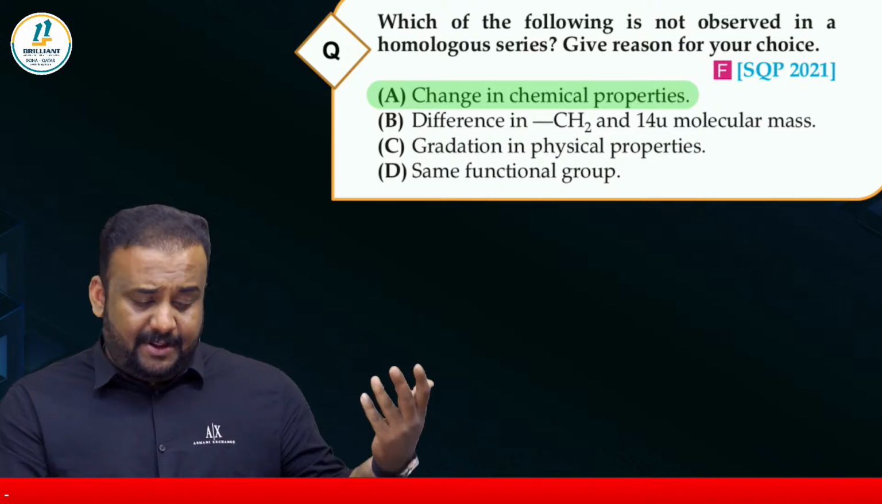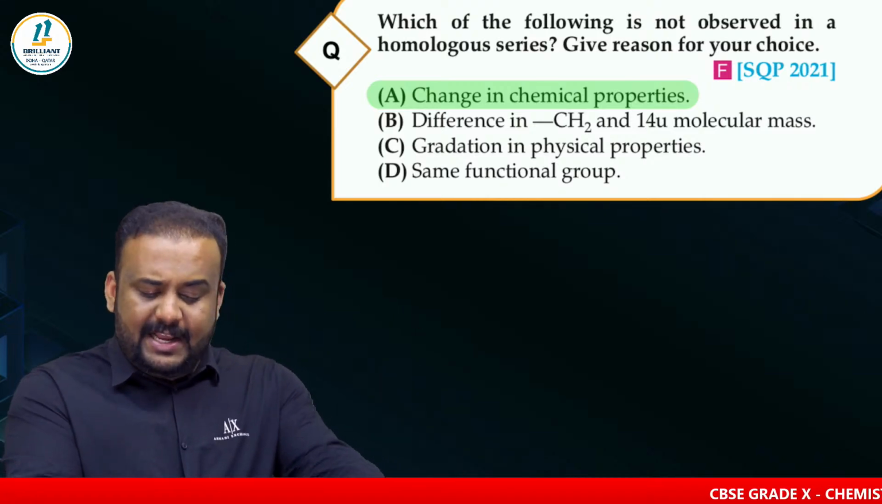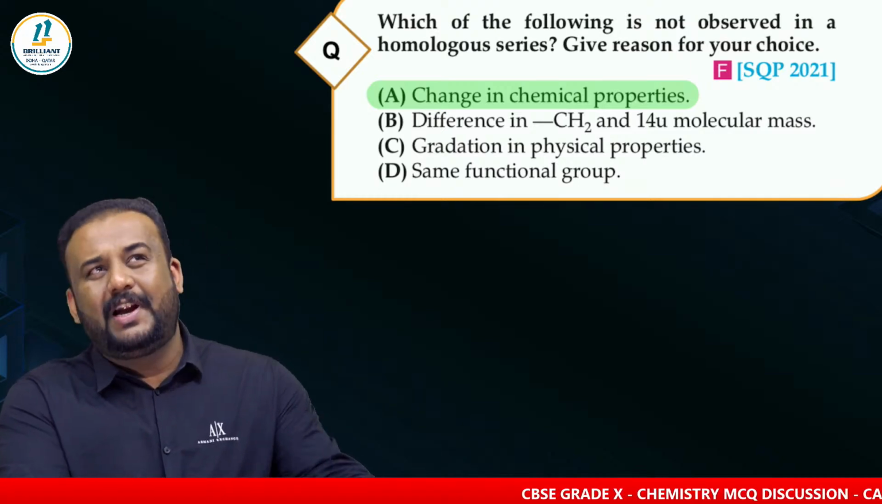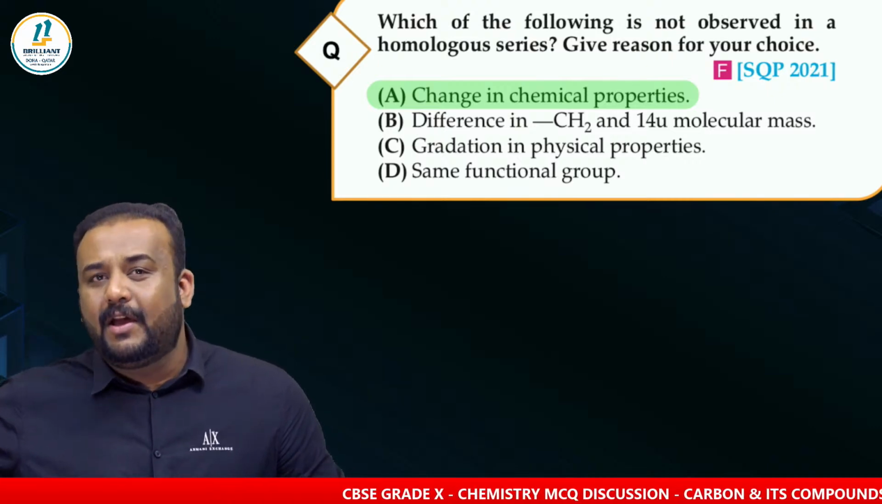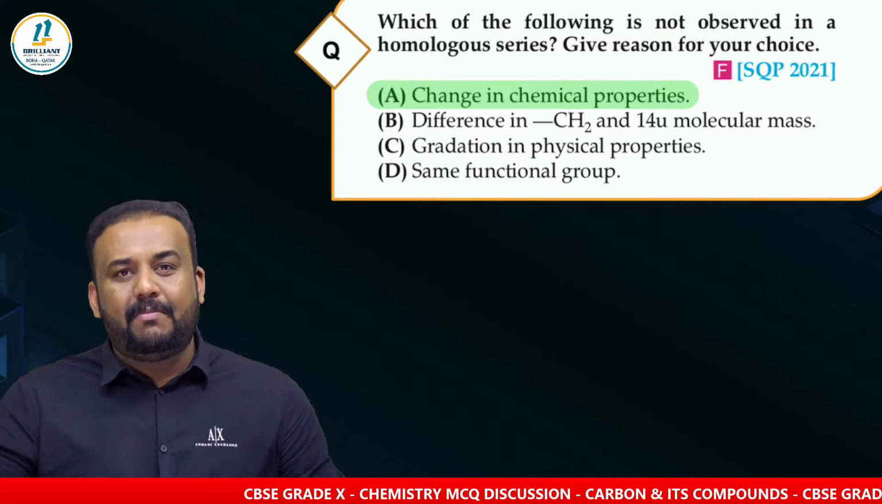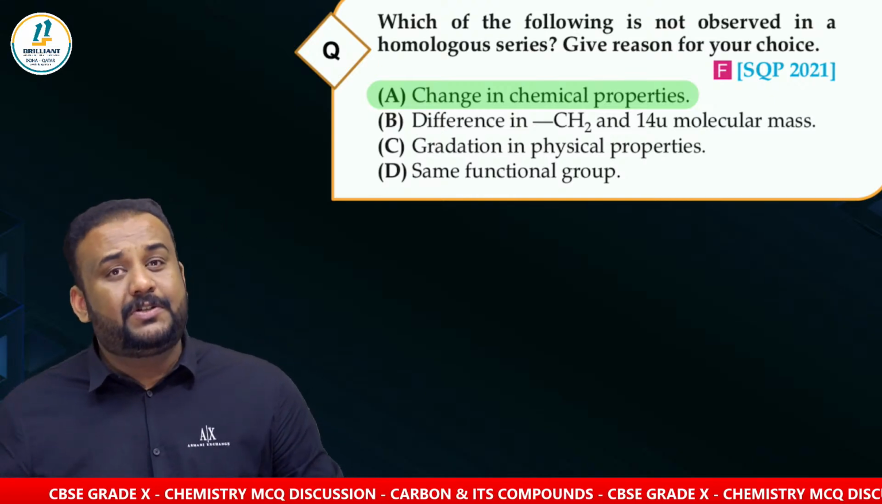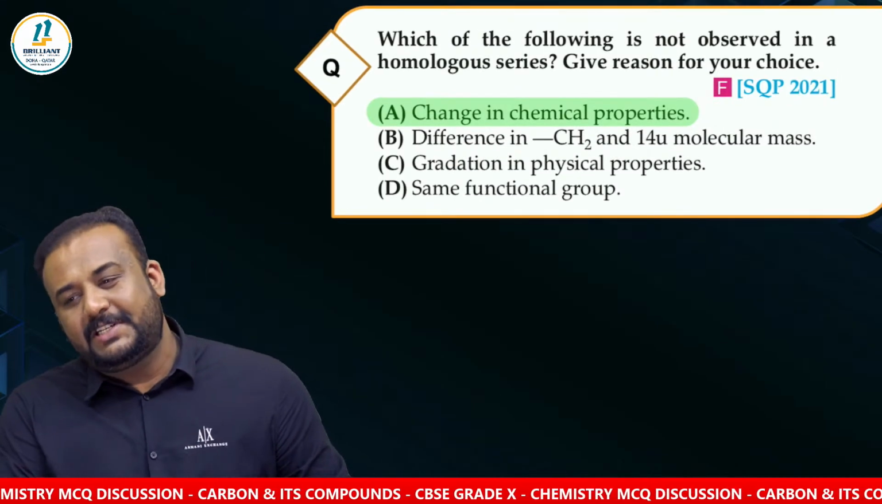Let's read the other options as well. Difference in CH2 and 14 units molecular mass. That's true. Then gradation in physical properties. Yes, that's true. Gradation in physical properties means physical properties are gradually varying. I told you, boiling point and melting point are all going to be different for them. Then same functional group, that's also true. That is what is called a homologous series. So I believe this question is clear to everyone.